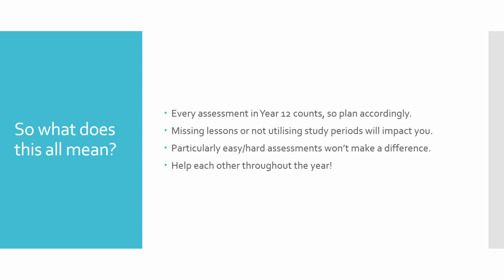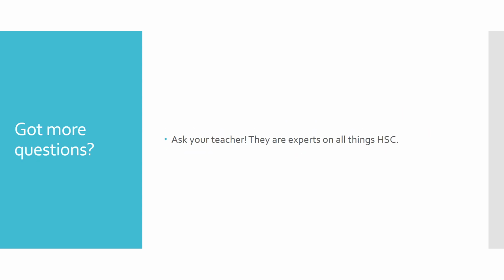At the end of the day, there's a reason why schools like James Ruse get lots of band 6s. That's not because the system favors them, that's because they all work together to help each other and are driven towards the same goal. And if you make sure you're all driven towards that same goal, then there's no reason why you can't do the same. Anyway, if you have any more questions, make sure you ask your teacher based on your subject, or maybe speak to your advisor or the school coordinator or whatever.